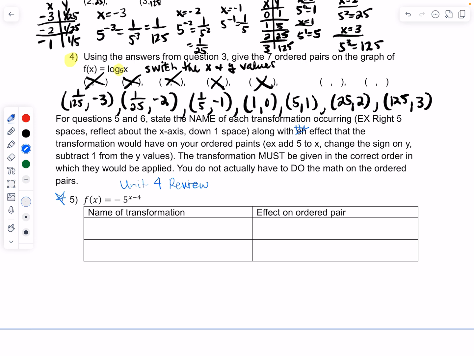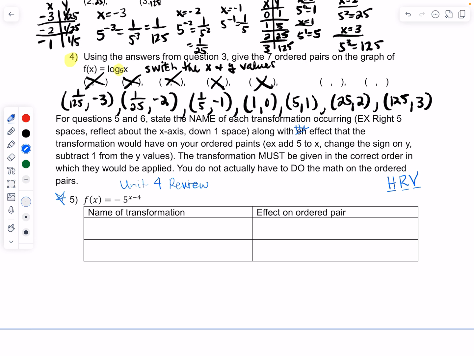Example, I'm going to add 5 to my x value, change the sign of the y value, subtract 1 from the y value. The transformation must be given in the correct order in which they would be applied. You do not actually have to do the problem. Okay, so if you remember the order, it was Henry rents vehicle. That's the mnemonic device. So horizontal shifting, reflection, and then vertical shift.